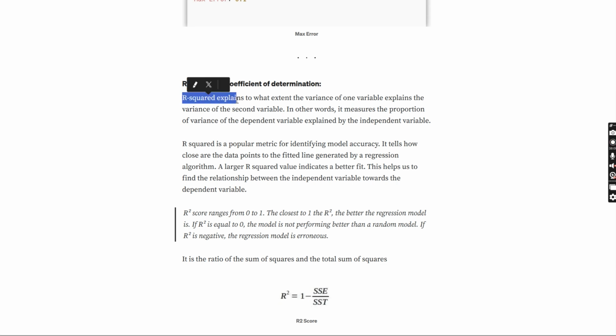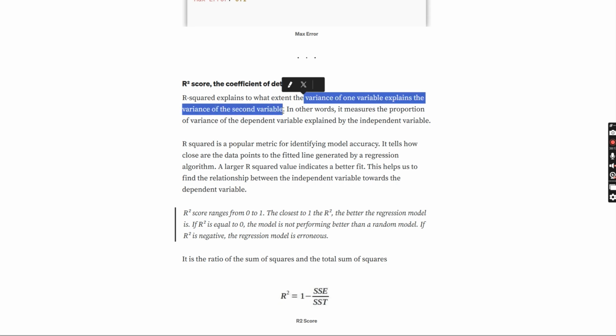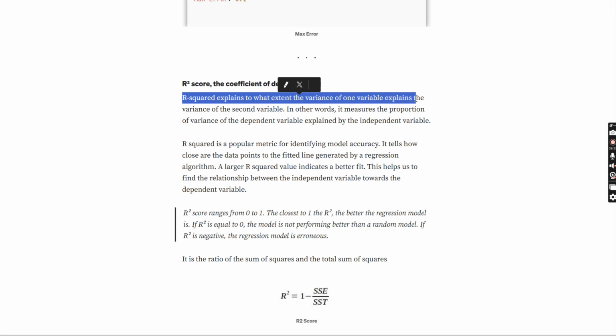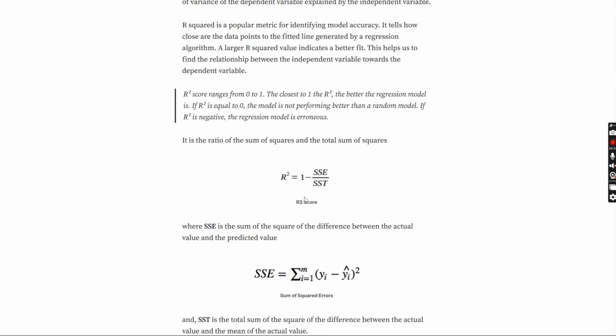Nothing but R squared explains the variance of the independent variables on the target variable. I'll repeat again: R squared explains the variance of the independent features, nothing but all the columns that you have considered, on the target value that you are trying to predict. Okay, so this is R squared. It's a ratio of SSE and SST.